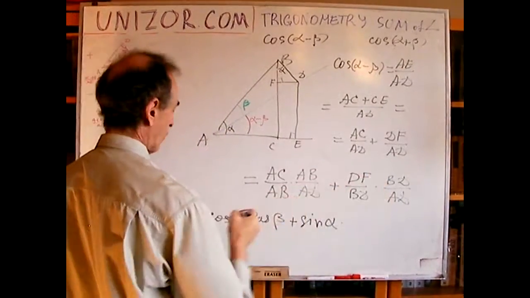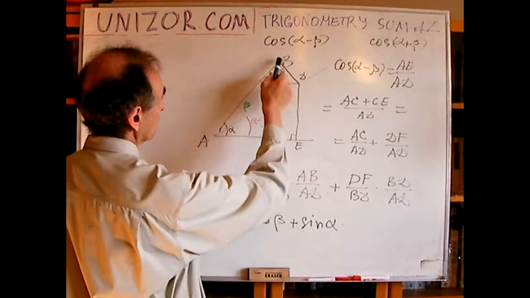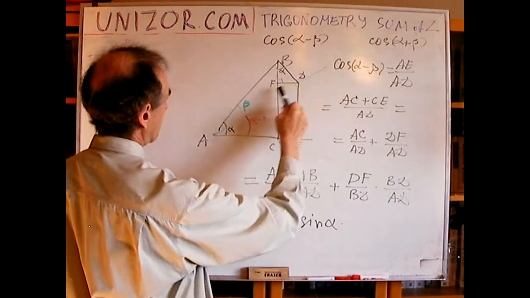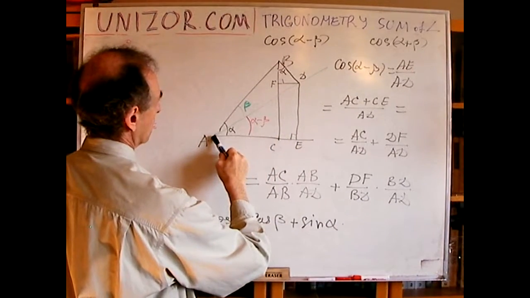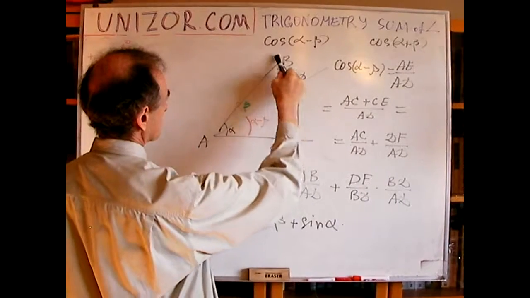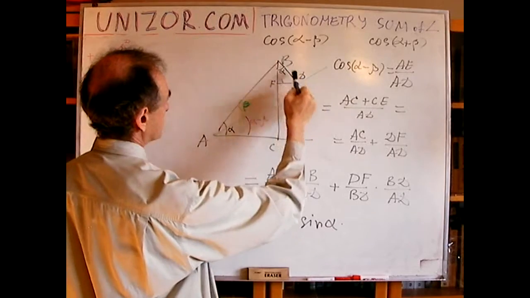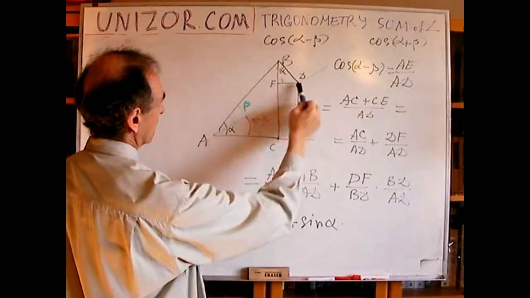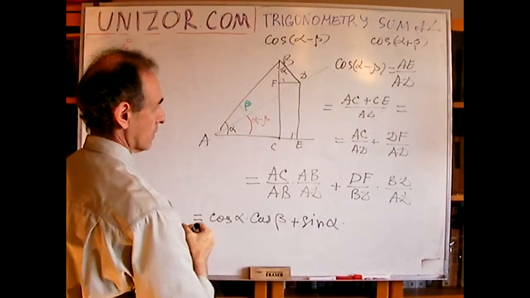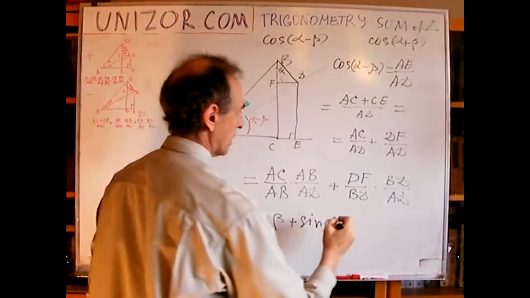Now BD over AD. Okay, this is a triangle. AD is a hypotenuse. So we have BD, which is opposite to beta, over the hypotenuse. So again, it's a sine, but in this case for beta.